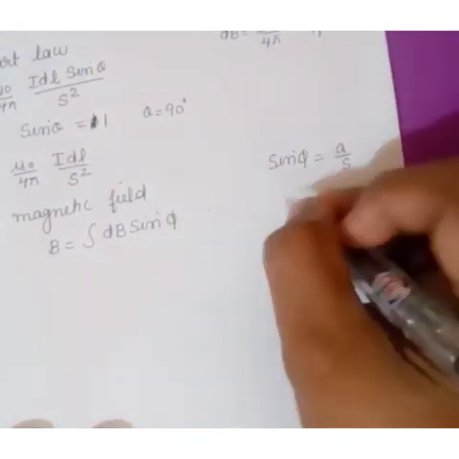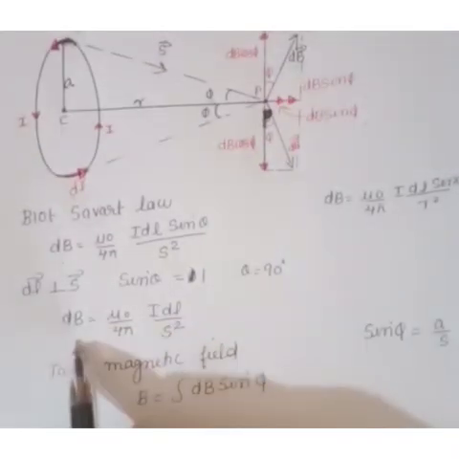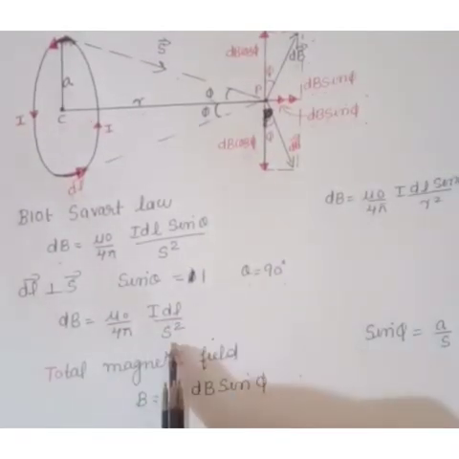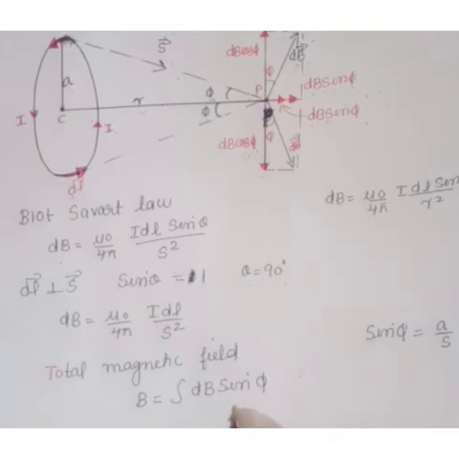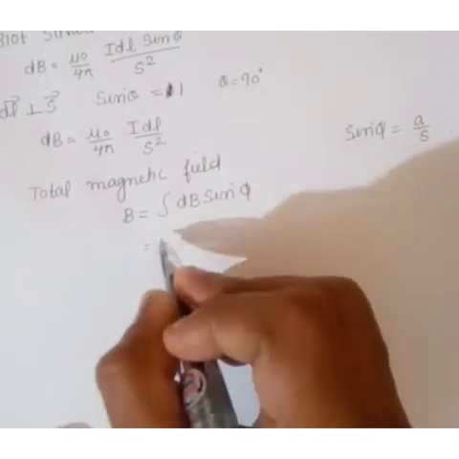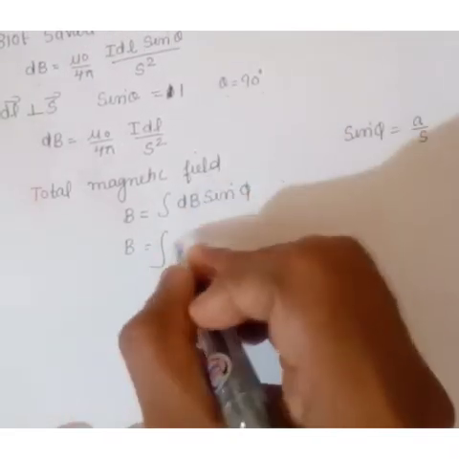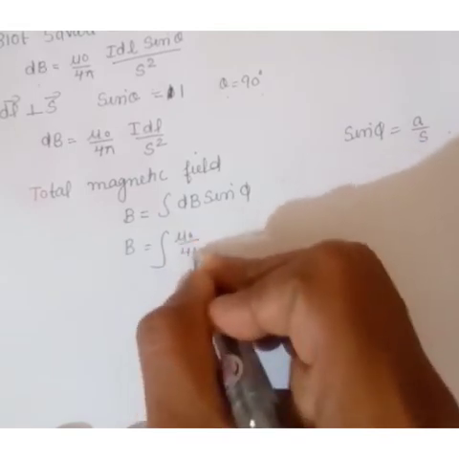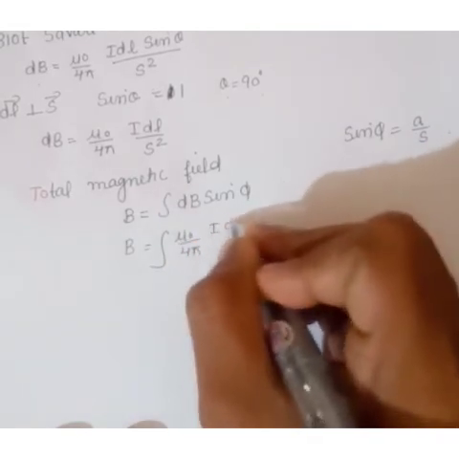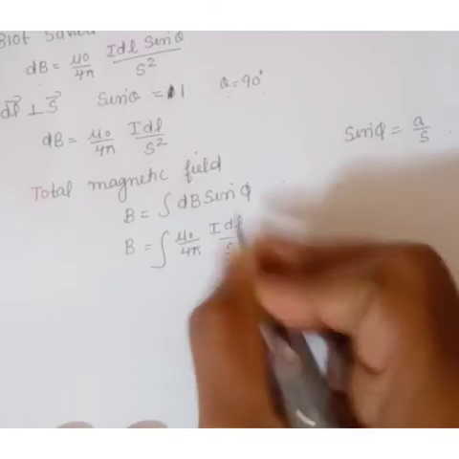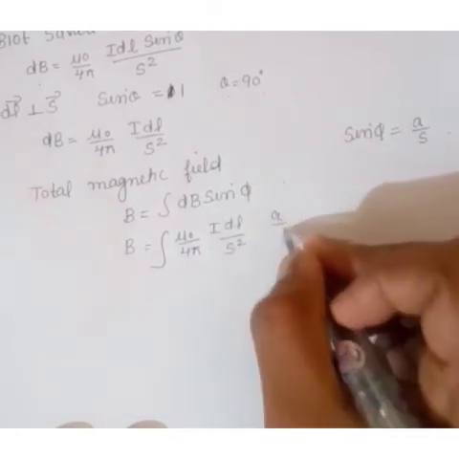And also you know that dB. What is the value of dB? dB is equal to mu 0 by 4 pi I dl by s square. You have to substitute these values in this equation. So B is equal to the integral of dB, which is mu 0 by 4 pi I dl by s square. Then what is sin phi? Sin phi is a by s.